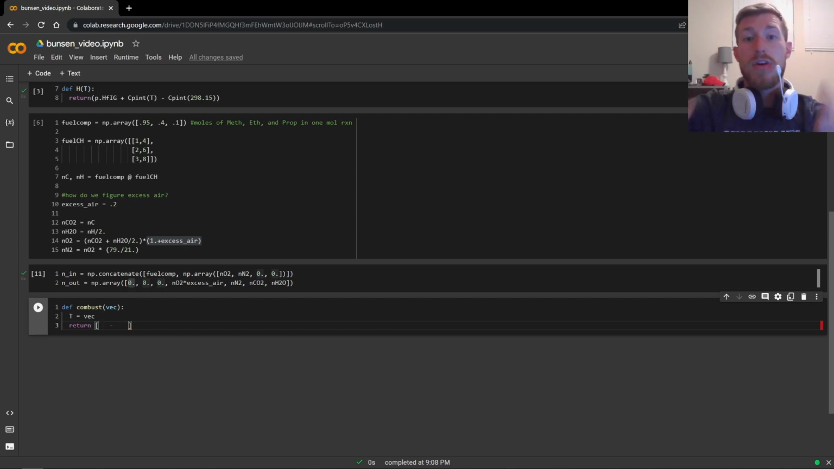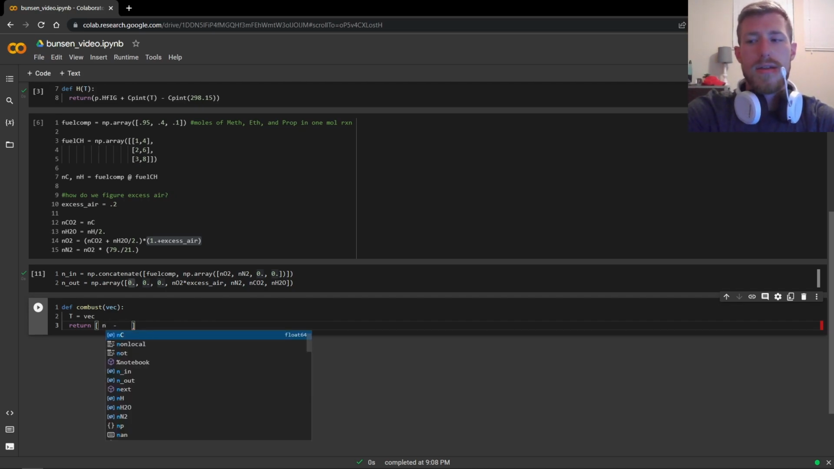So we want the stuff going out, which is the enthalpy at the flame's magical temperature that will make all of our equations true, minus the enthalpy going in at the temperature we know and love, the standard state temperature, 298.15 Kelvin.